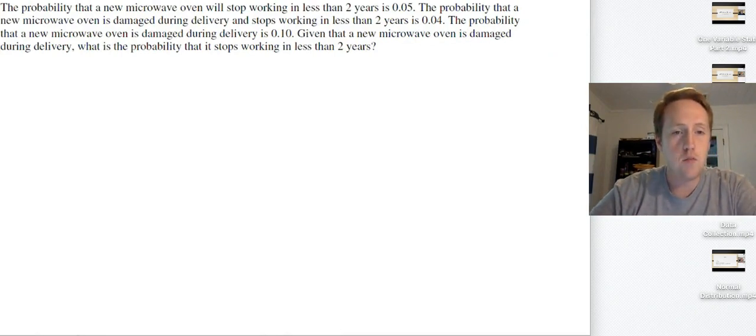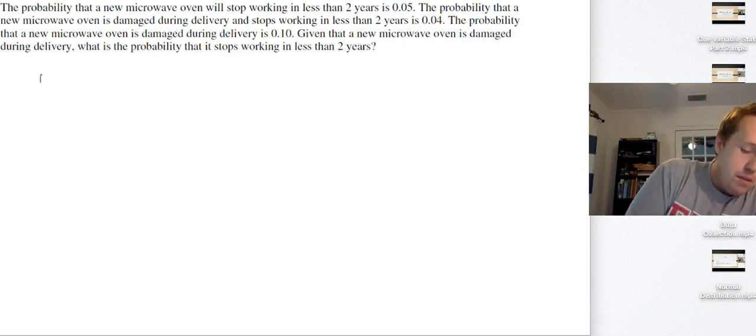The probability that a new microwave oven will stop working in less than 2 years is 0.05. The probability that a new microwave oven is damaged during delivery and stops working in less than 2 years is 0.04. The probability that a new microwave oven is damaged during delivery is 0.10. Given that a new microwave oven is damaged during delivery, what's the probability it stops working?